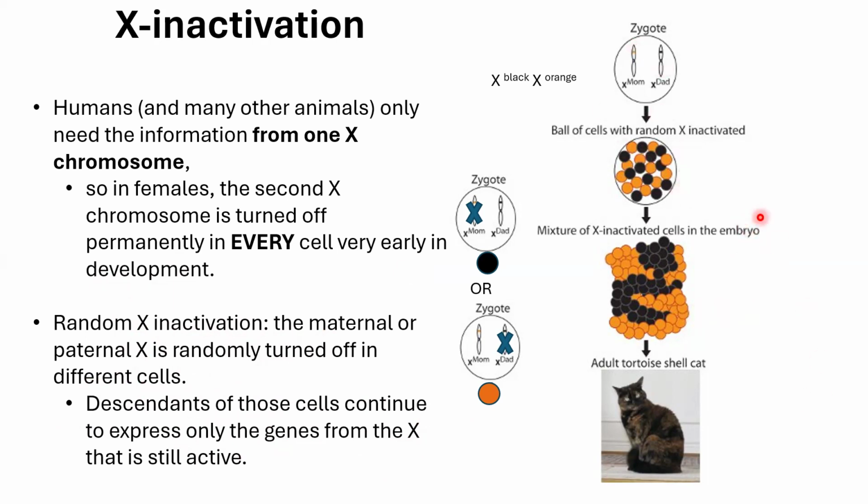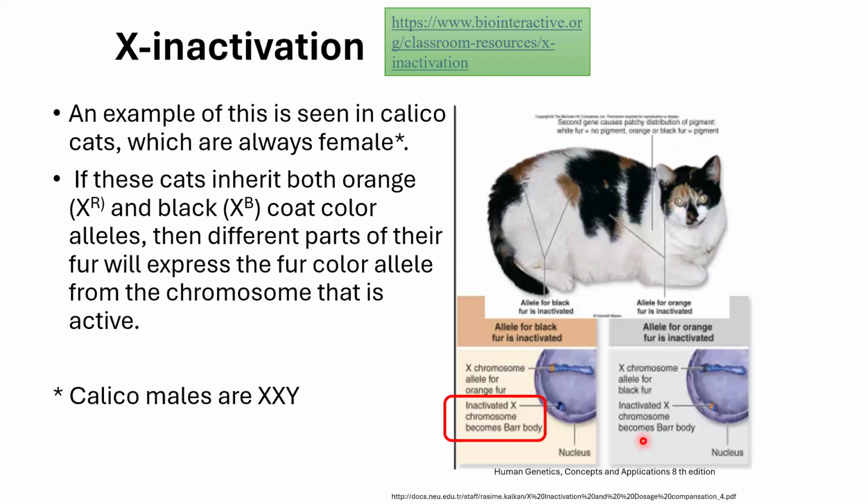So like these calico cats, or those with black and orange fur. One of the X chromosomes is inactivated, and then it ends up as this mosaic pattern where we end up with the cute little tortoiseshell cat. It's also seen in calico cats, which are primarily female because you need both X chromosomes. If these cats inherit both orange and black coat fur alleles, then different parts of the fur will express the fur color allele that is still active. But if there are male calico cats, it's because they have an extra X chromosome, because that's the only way this pattern would show up.